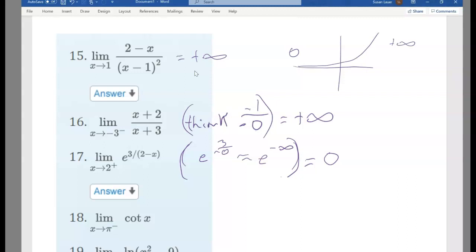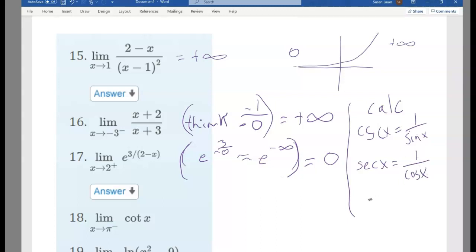To do the cotangent of x, I'd have to know how to put the cotangent in my calculator. So I need to know 3 different formulas for trig. The cosecant of x is 1 over the sine of x. The secant of x, and you'll need to have these memorized, is 1 over the cosine of x. You'll need these for the rest of the semester. And the cotangent of x is 1 over the tangent of x.